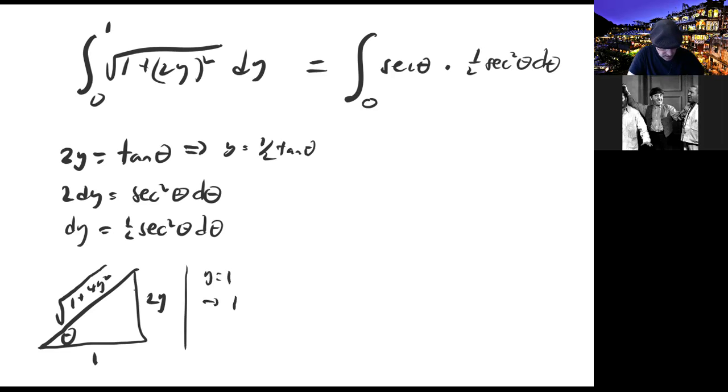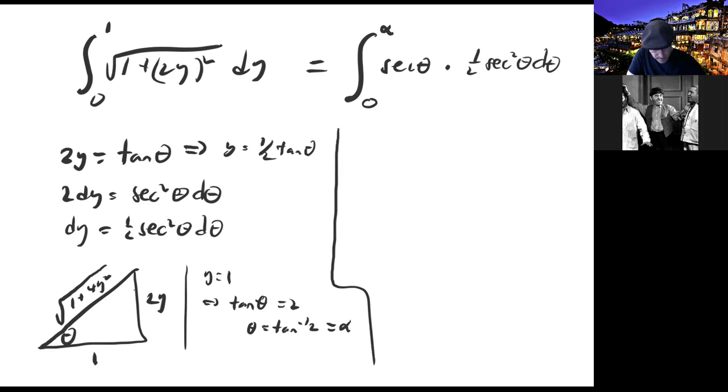When y is 1, then the tangent of theta will be 2. So we want theta to be the inverse tangent of 2. We could put it in a calculator and get an estimate, but let's just rename this angle alpha. So the upper limit of integration is alpha. We'll see that alpha is going to go away. Okay, so what do we got? We got 1/2 the integral from 0 to alpha of secant cubed of theta d theta. Now we computed the integral of secant cubed, and we got the following.